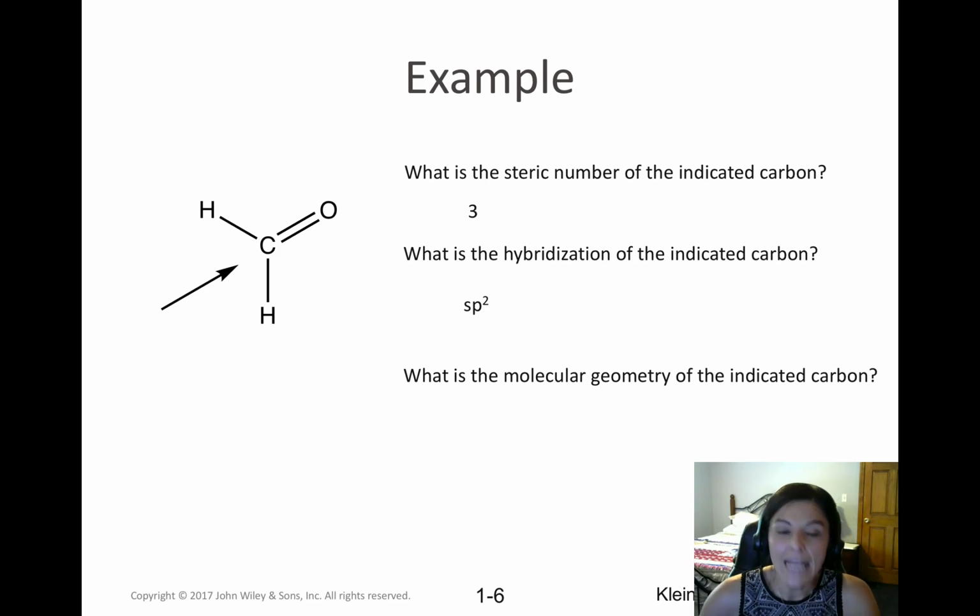Okay. Now, what is the molecular geometry of that carbon based on its hybridization? Okay, well, it's got a steric number of 3 and no lone pairs. According to my chart, this makes it trigonal planar.